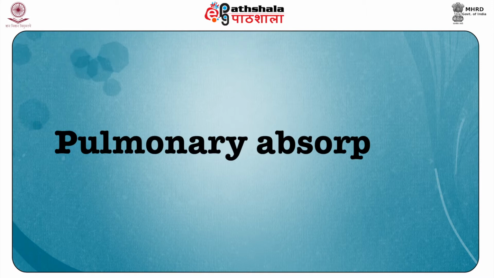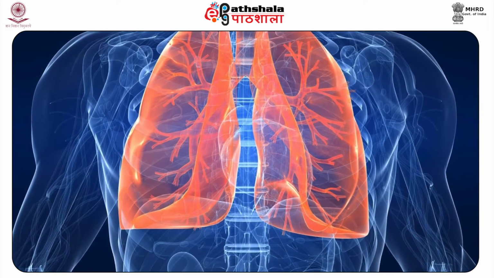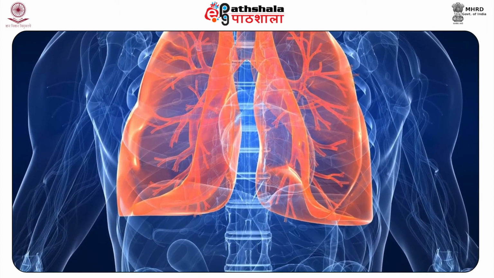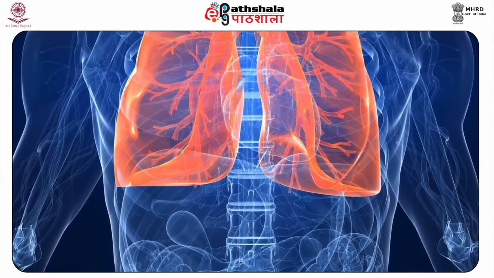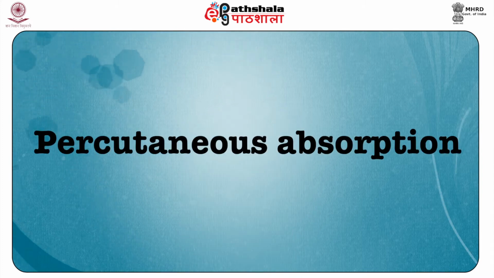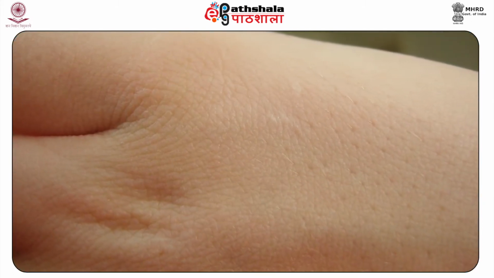First is pulmonary absorption. The lungs are the primary route of deposition and absorption of small airborne particles, gases, vapors, and aerosols. For extremely water-soluble gases and vapors, a substantial part of the uptake ensues in the nasal cavity and the respiratory branch. But for less soluble substances, it principally takes place in the lung alveoli. Second is percutaneous absorption. The skin is a very efficient barrier.